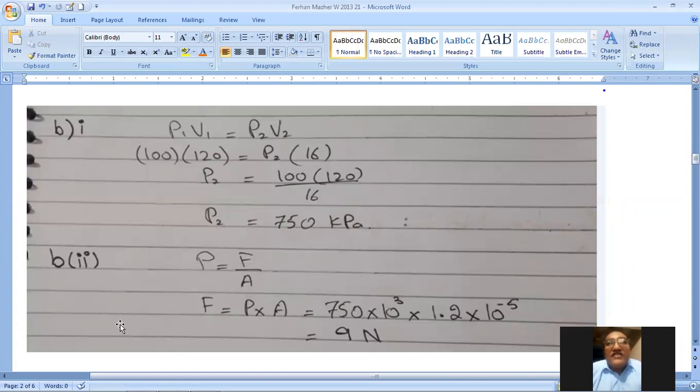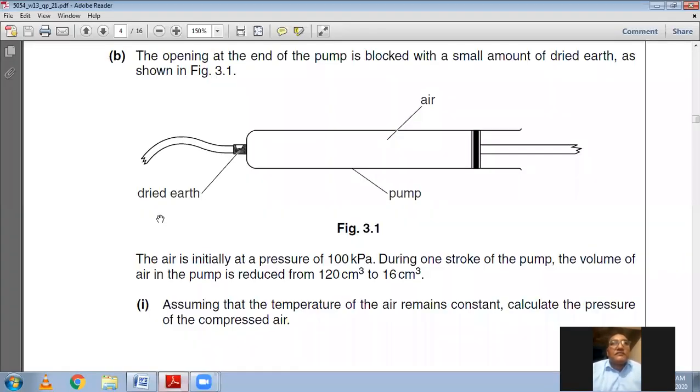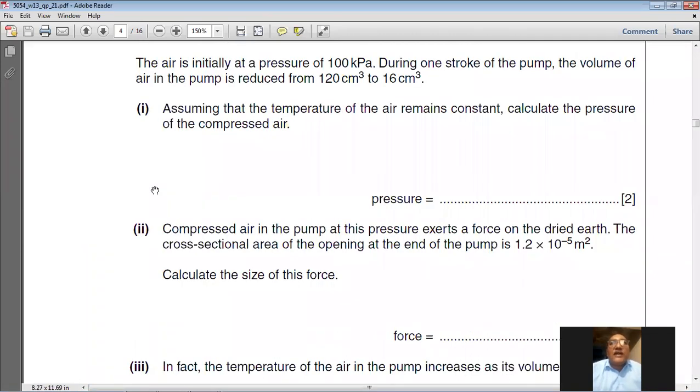B first part, P1 V1 equals P2 V2: 100 kilopascal into 120 centimeter cube equals P2, which we want to find out, multiplied by 16 centimeter cube. So P2 will be 100 kilopascal multiplied by 120 centimeter cube divided by 16 centimeter cube, and the final answer will be 750 kilopascal. I hope that you have understood this numerical. It was a 2-mark numerical.